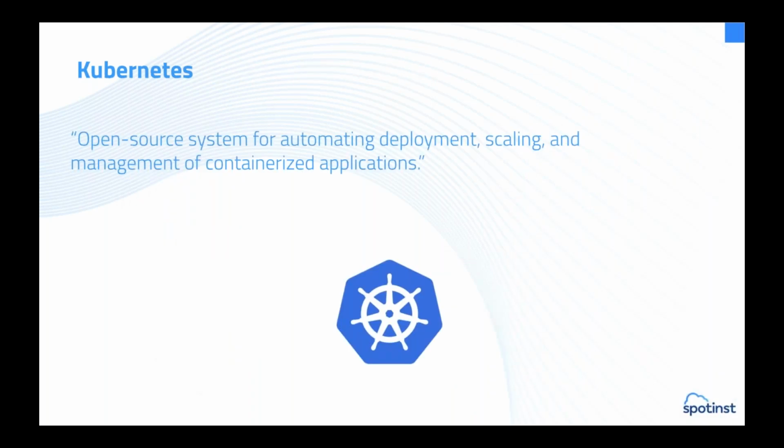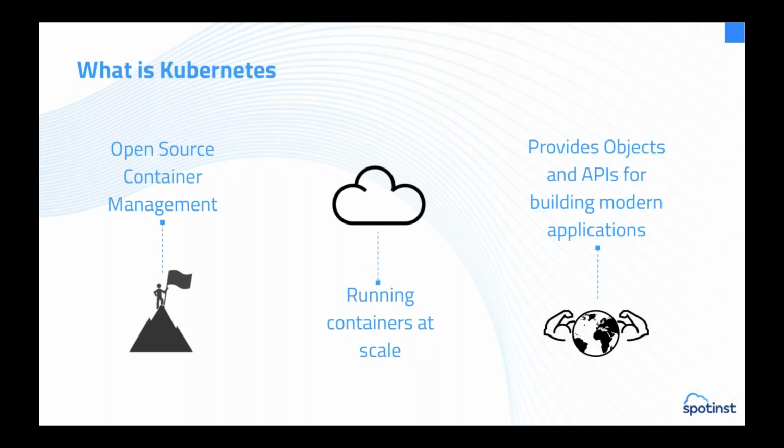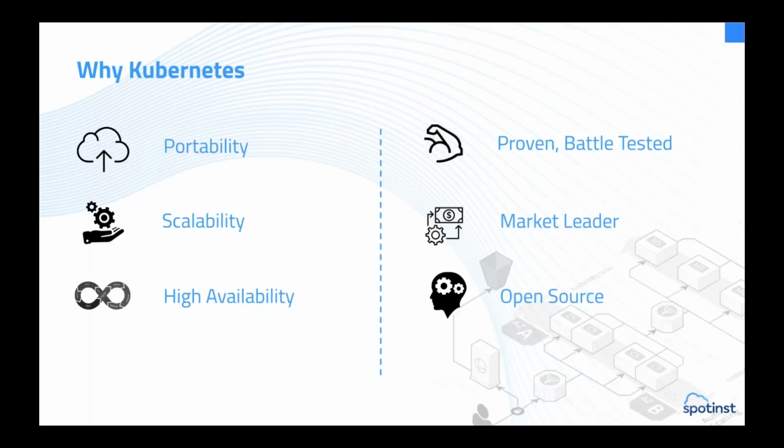Now we're going to discuss Kubernetes. Kubernetes in general is an open source system for automating deployment, scaling, and management of containerized applications. If we break it down, it's an open source container management tool. It allows you to run containers at scale, and it provides objects and APIs for building modern applications, which usually will be stateless applications or applications that could shift and change in a lot of ways.